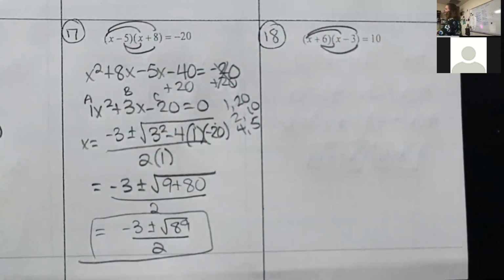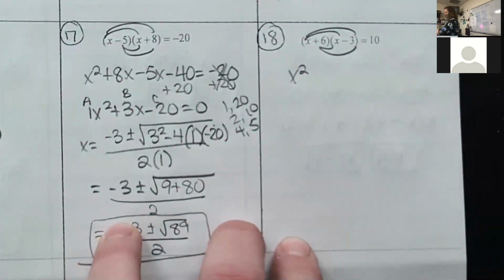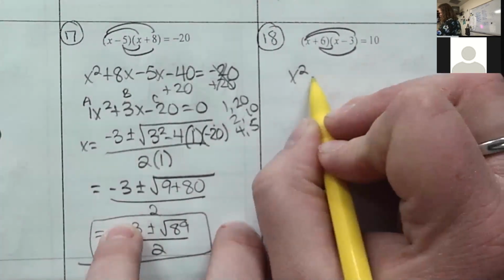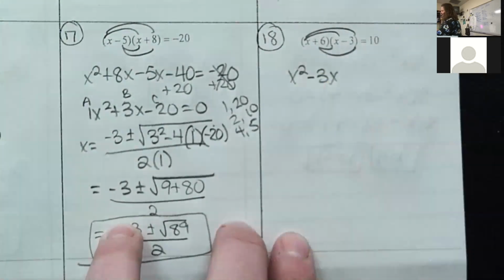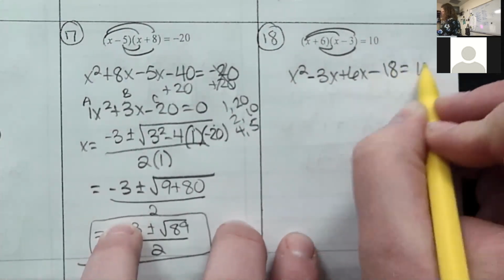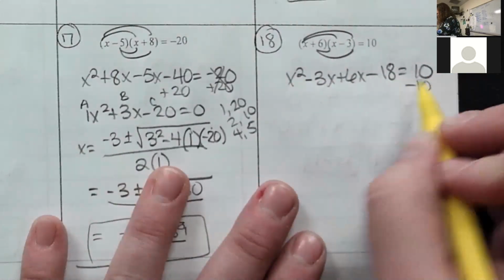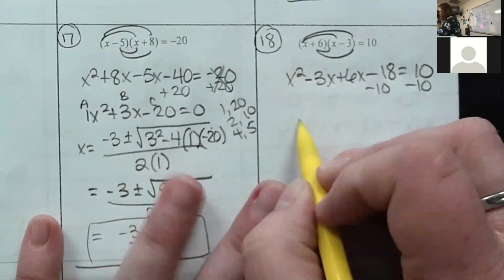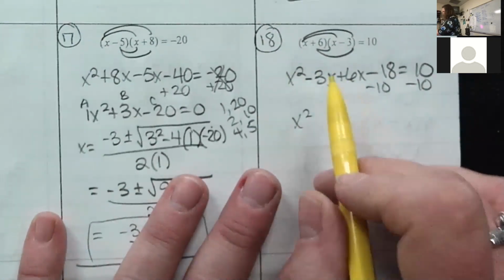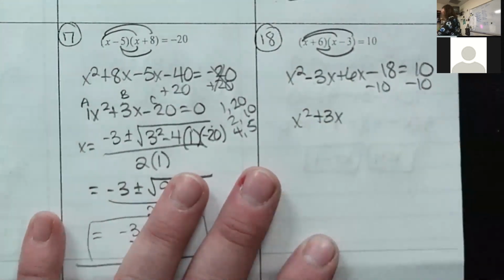Foil. x times x, x squared. Now what? Minus 3x plus 6x minus 18 equals 10. Now what do we do? Subtract the 10. Yeah, get that 10 over. I don't have any other x squared, so I'm just going to leave it alone. What's negative 3x plus 6x? Good, positive 3x. What's negative 18 minus another 10?